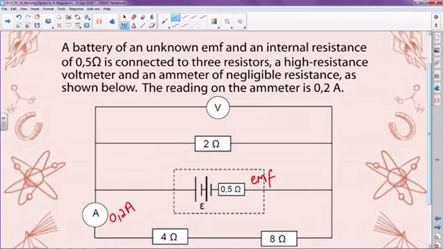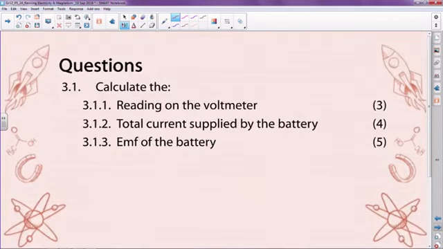So I'm going to write that into the circuit. Don't worry about them saying that the voltmeter has a high resistance and the ammeter has a low resistance. That really doesn't matter. That's just to tell you that they don't affect your readings. They don't affect the resistance and the current in the circuit. So there's 3 questions we need to go through. I'm not going to make you do all 3 at once, because if you get the first one wrong, you can't do the others. So we're going to do it step by step.